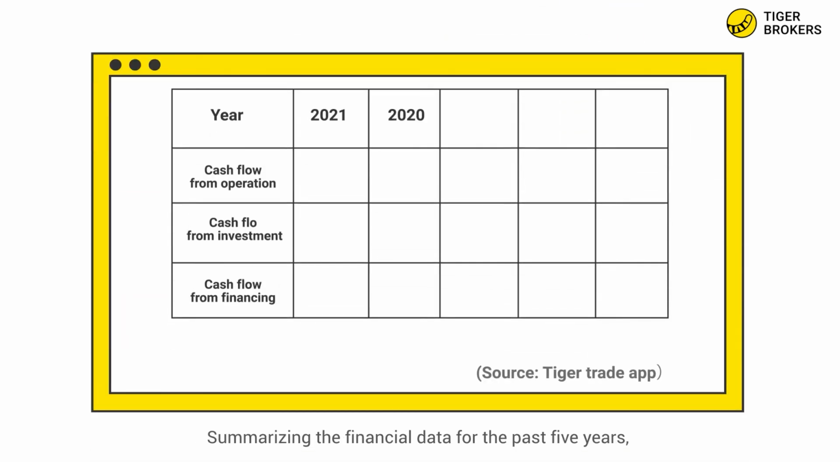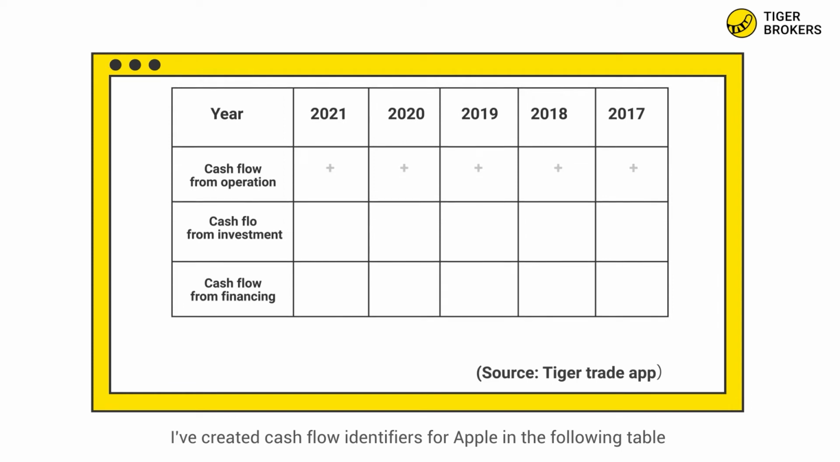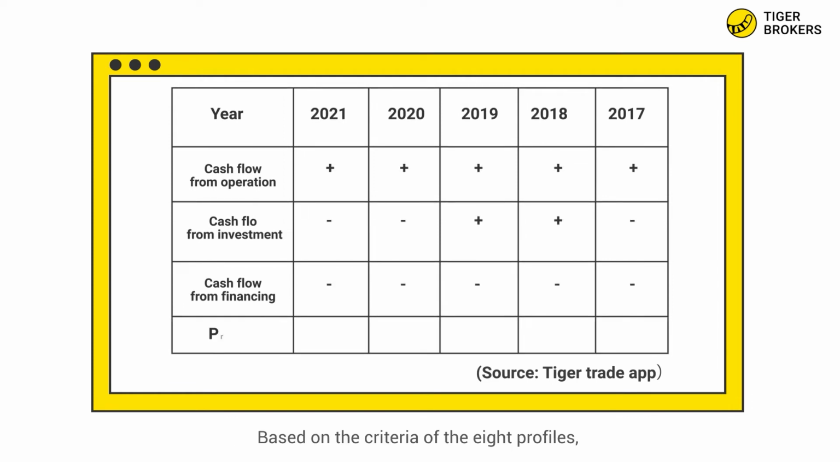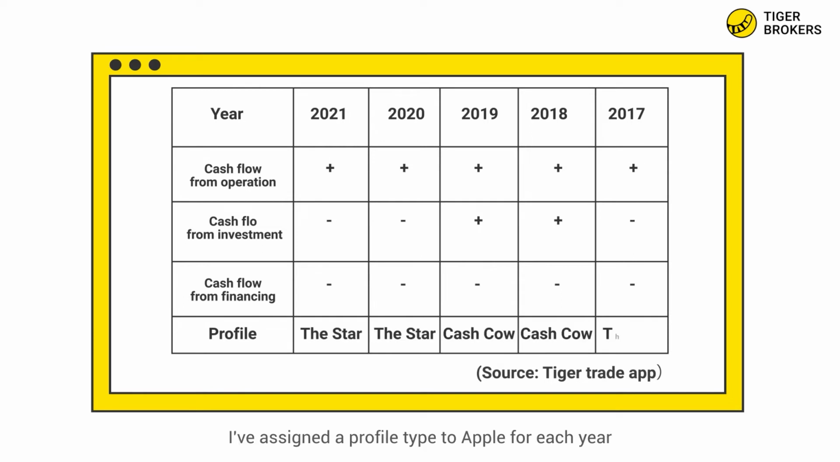Summarizing the financial data for the past 5 years, I've created cash flow identifiers for Apple in the following table. Based on the criteria of the 8 profiles, I've assigned a profile type to Apple for each year. By comparing the profiles in different years, we found that Apple fits the star profile in 2017, 2020, and 2021, while it fits the cash cow profile in 2018 and 2019. Given this data, we can draw the following conclusions.